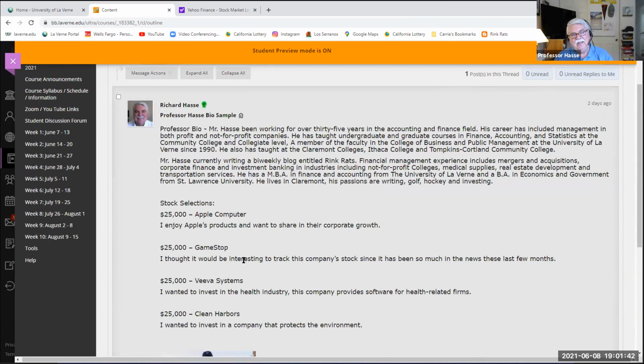But I need you to produce and post, attached to this forum, a spreadsheet file, be it Excel, be it Mac Numbers, be it Google Sheets, some type of spreadsheet, not a PDF. And this is what that PDF sample looks like.